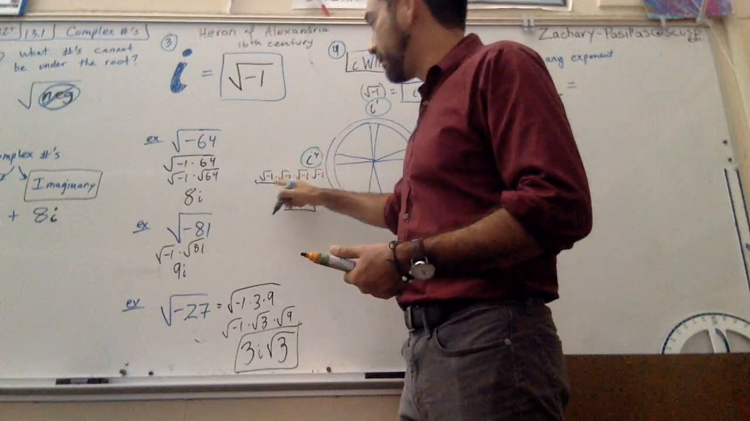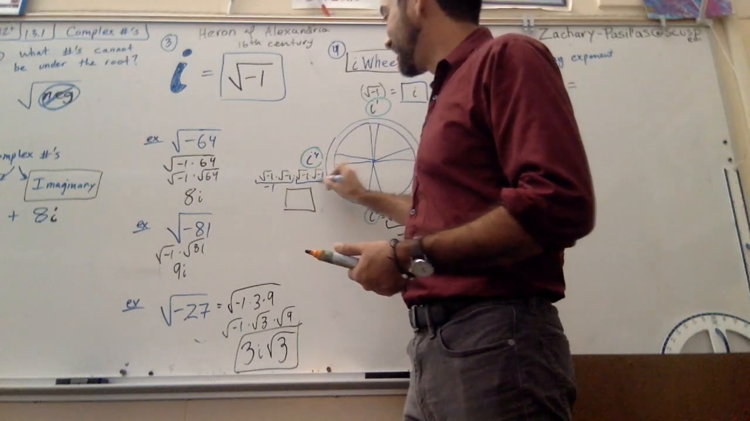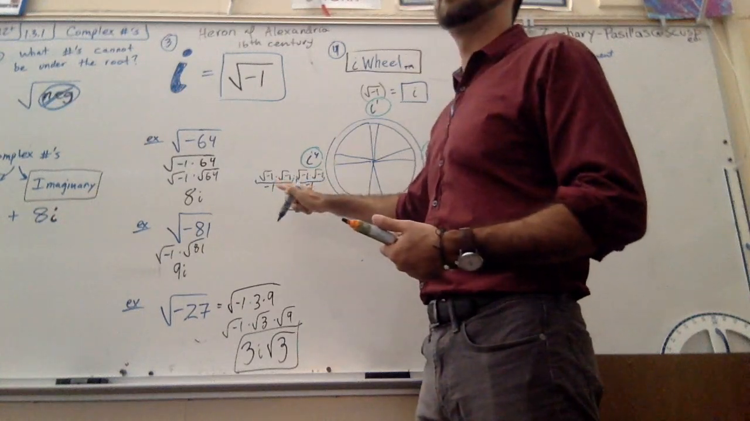All right, what happens here? Root -1 and root -1? Then -1 times -1.